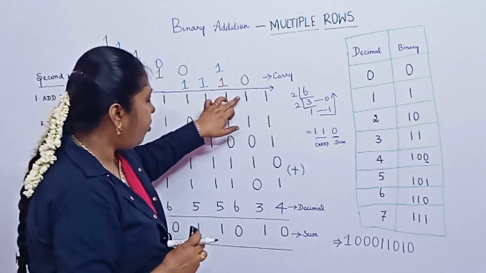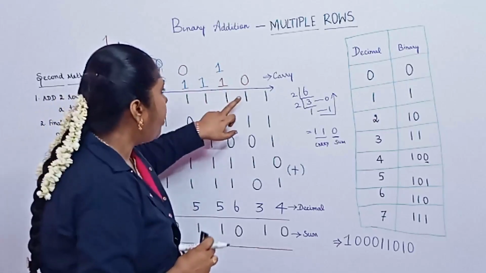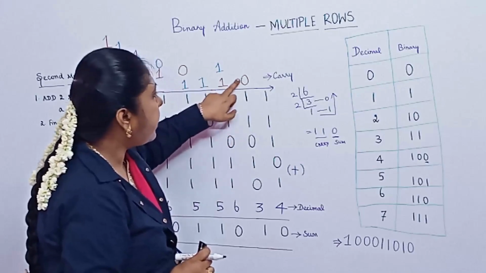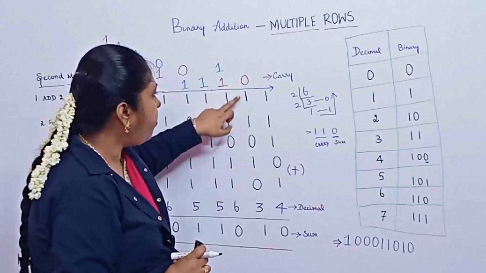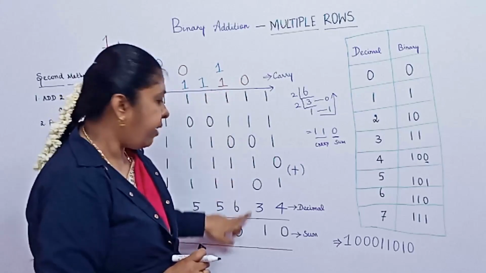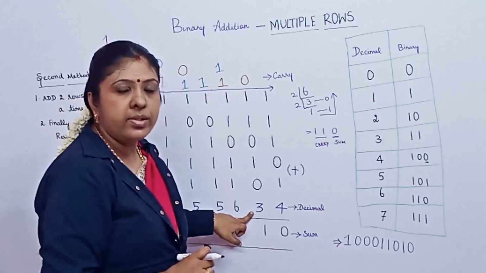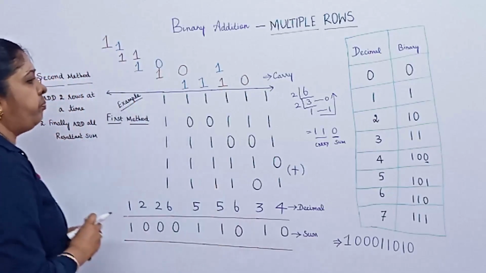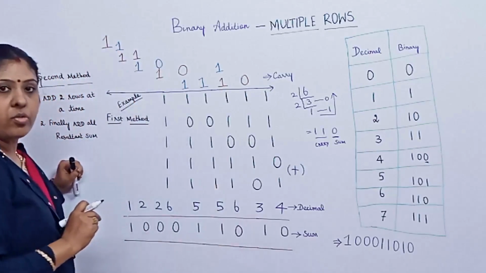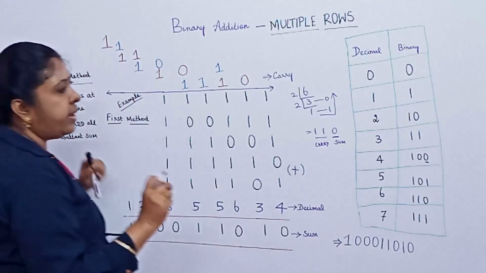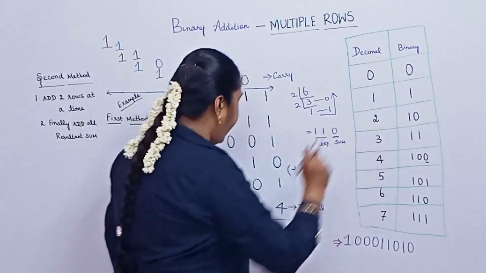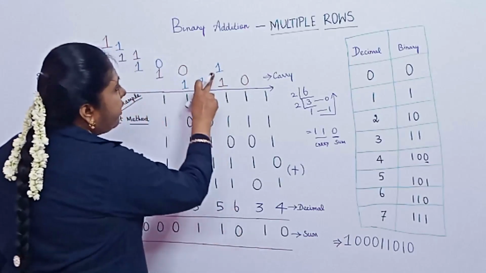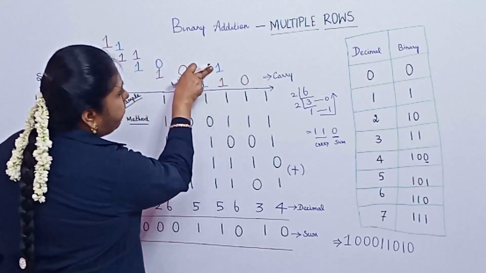Okay, now let's move on to the next column. 1 plus 1 plus 1. Here the carry is 0, so 0 plus 3 ones we are having. So the decimal value is 3. For 3 the binary value is 11. In 11, the last one will be the sum bit and the remaining bit will be the carry bit. So 1 will be represented here and the other one is represented here.